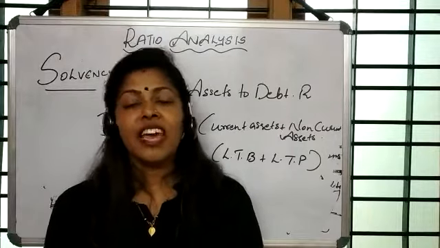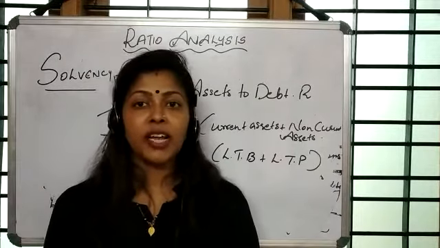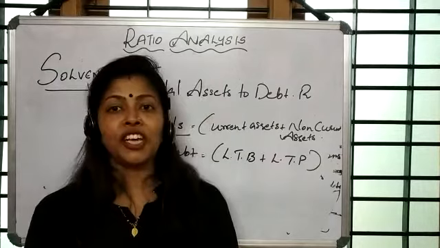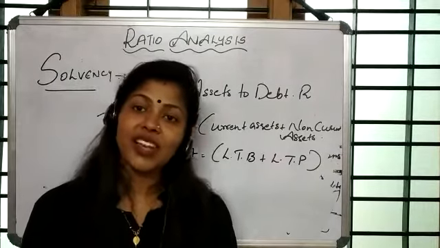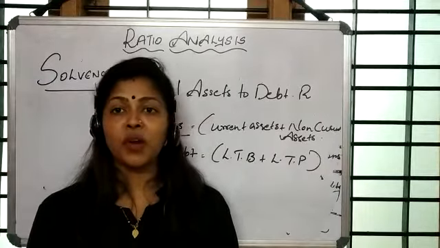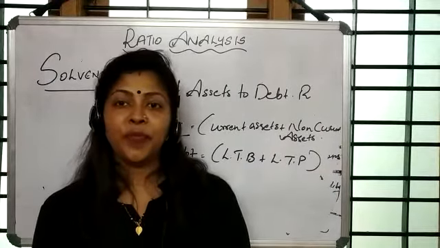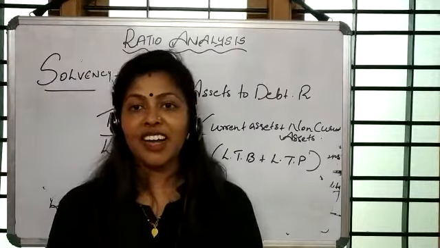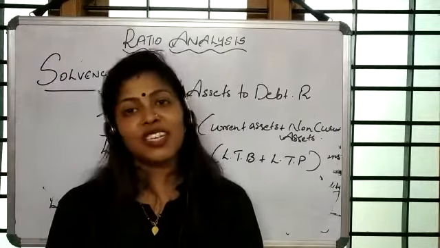So children, in the second session, we have learned about the 2 classifications of solvency ratio. One is debt equity ratio and another one is total assets to debt ratio. Debt equity ratio can be found out by applying the formula debt by equity, and total assets to debt ratio can be found out by applying the formula total assets to long-term debts.